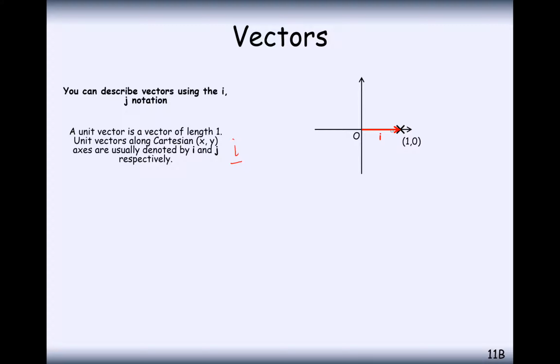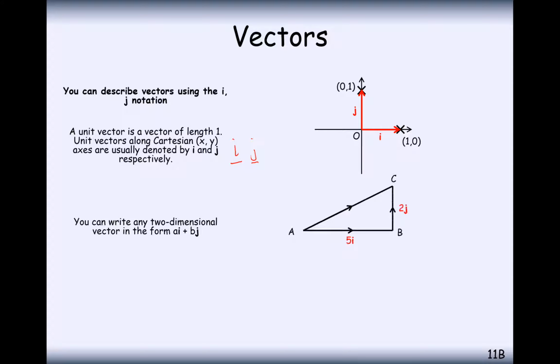So if you want to move 1 to the right, that's vector i. If you want to move 1 to the left, that's minus i. And you can imagine the same thing with j. If you want to move up 1, you use the vector j or j underlined. Or if you want to move down 1, you use minus j. And any direction vector can be represented using the summation of these two vector components.